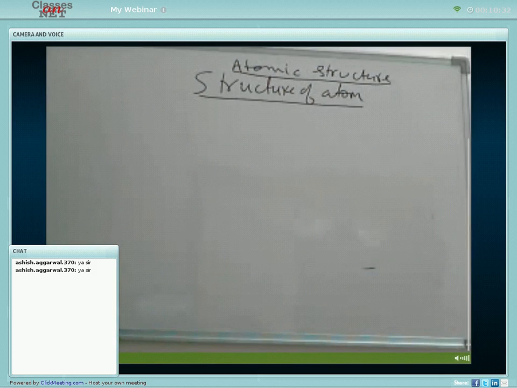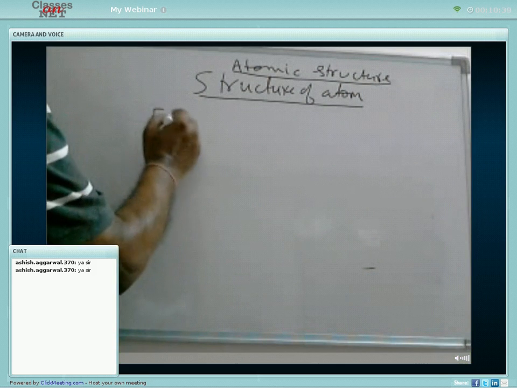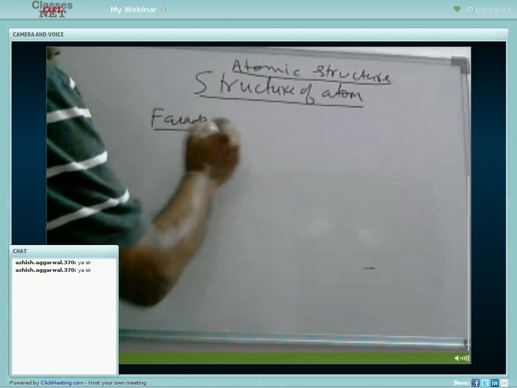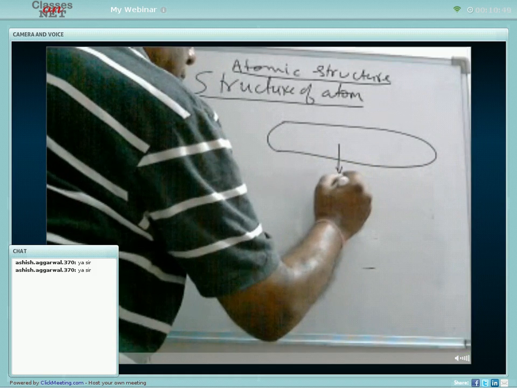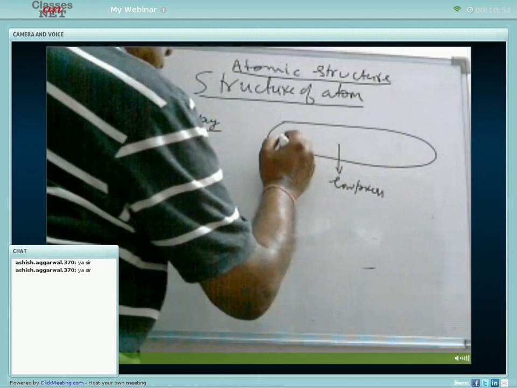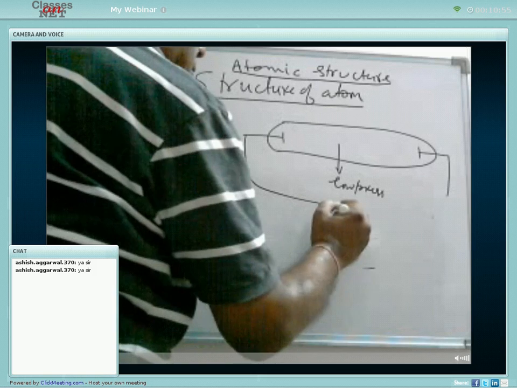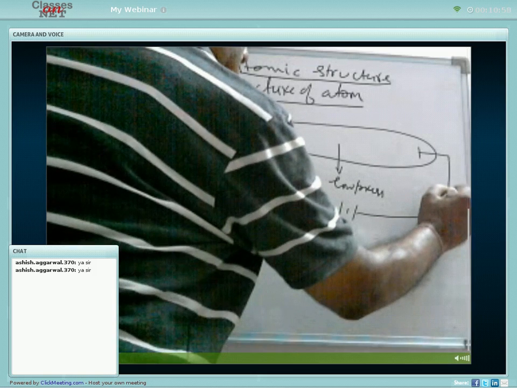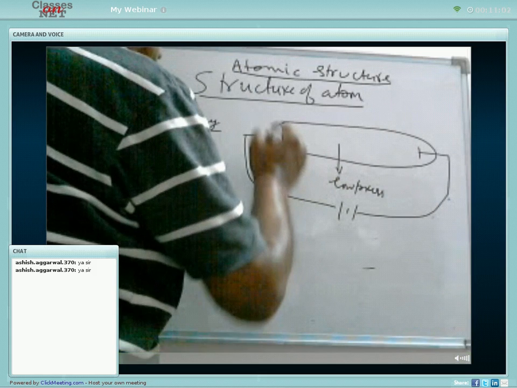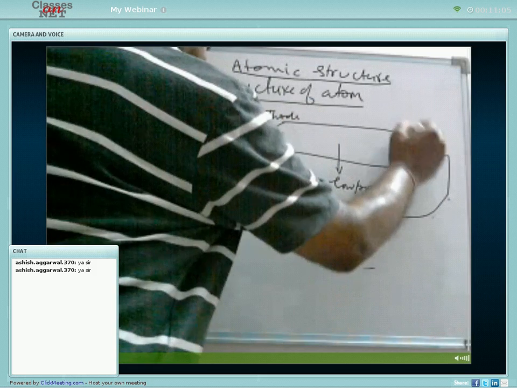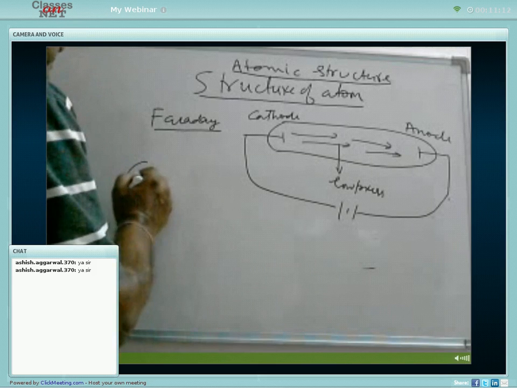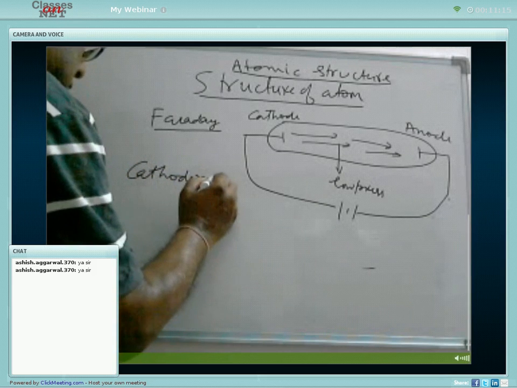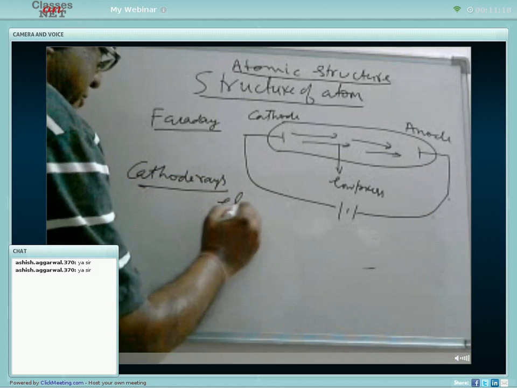So first of all, there is the discovery of cathode rays. This was done by Faraday. He took a discharge tube, a gas is filled in it at low pressure, and a high voltage is applied. Now what we see is that some rays are coming out from the cathode and go towards the anode, and he called them cathode rays. Now the cathode rays are nothing but electrons, a flow of electrons.